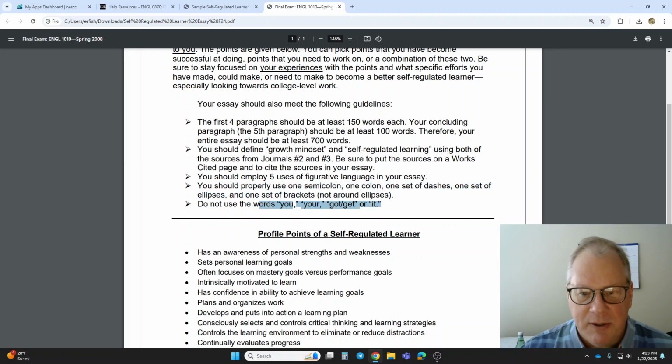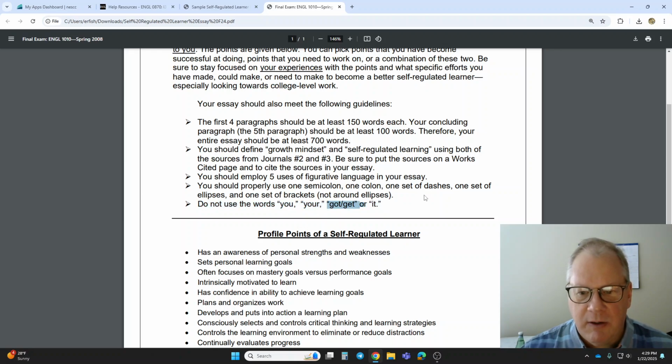And there are some forbidden words. You don't want to use you or your. You're not telling the reader how they can be a better self-regulated learner, or how they can be a good one. You're telling us why you are, or what you need to do to become one. So you focus on yourself. You should be using capital I throughout the essay, and focus on your own experiences.